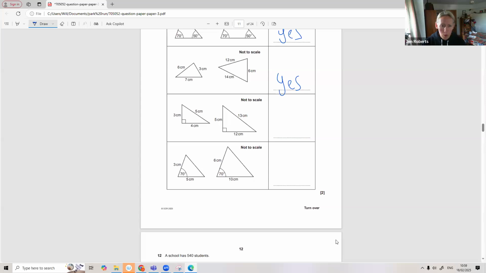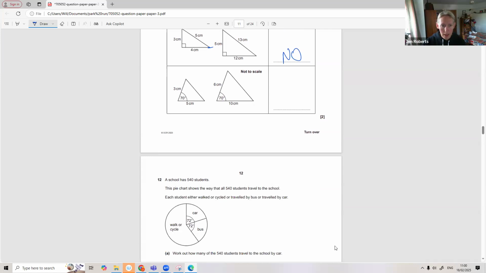Right, 4 times 3 is 12. So the scale factor for these lengths is 12. 3 times 3 is 9. So no, that's not similar. Here it's got one angle that's the same, and 3 times 2 is 6, 5 times 2 is 10. So yes, similar.